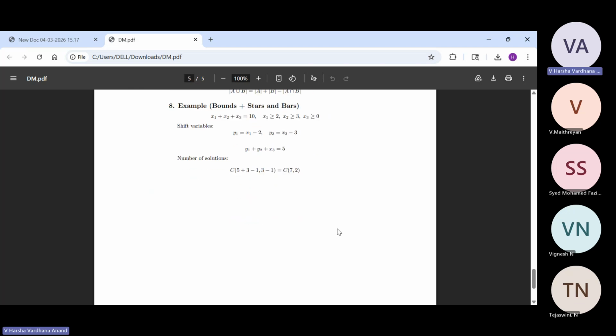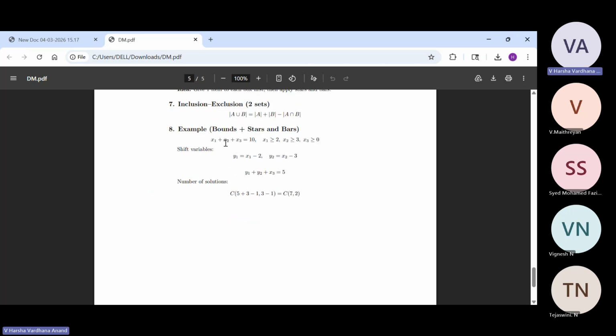Just a small example problem here. x1 plus x2 plus x3 equal to 10, and these are the conditions. So how do you represent this? You can't have conditions like x1 greater than 2, x2 greater than 3. You just substitute, so that everything is greater than 0, which is easier for you. Just let y1 be x1 minus 2, y2 be x2 minus 3, and then take y1 greater than 0, like that. If you replace that, you get this, and you solve it.